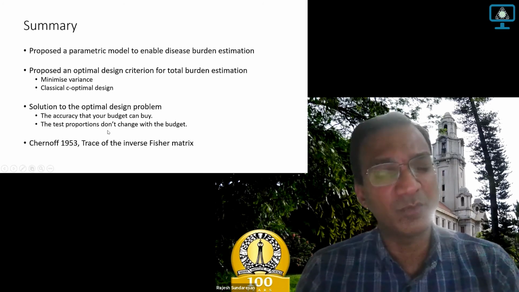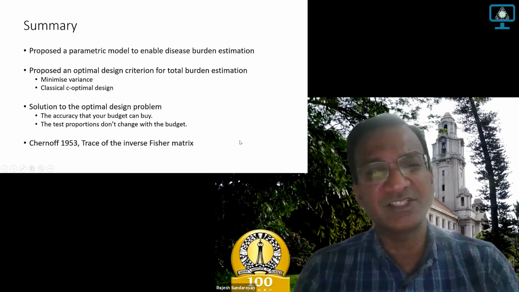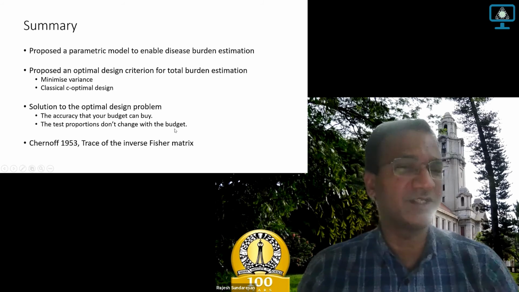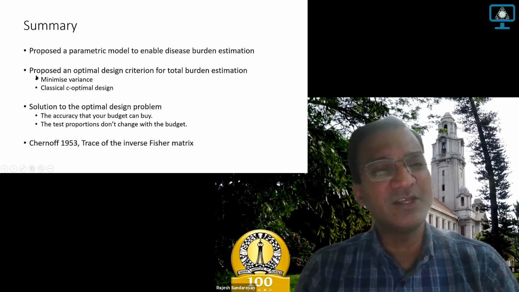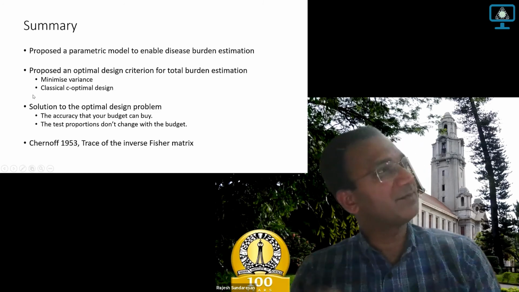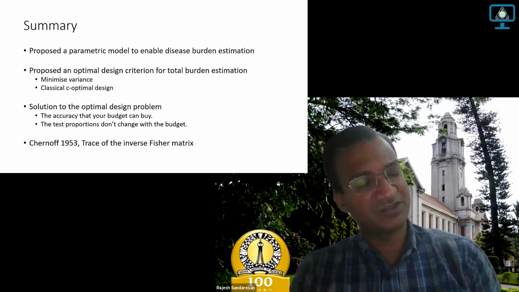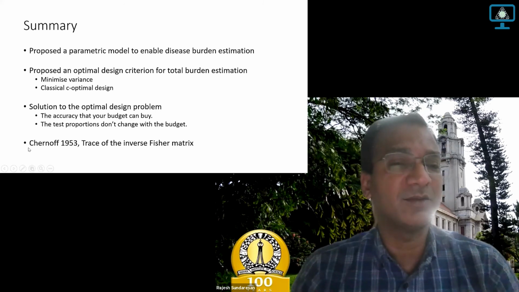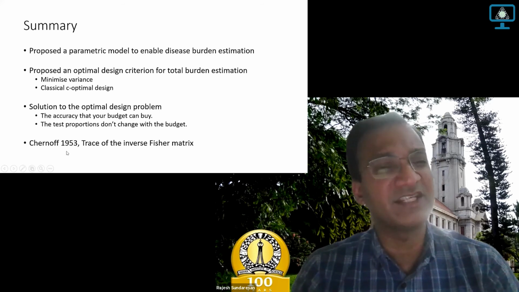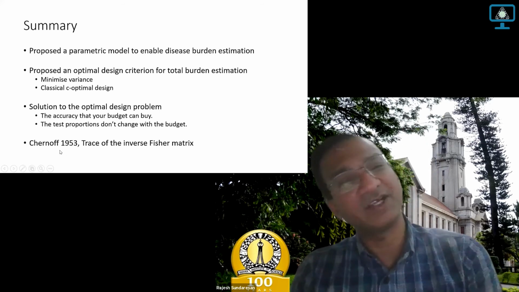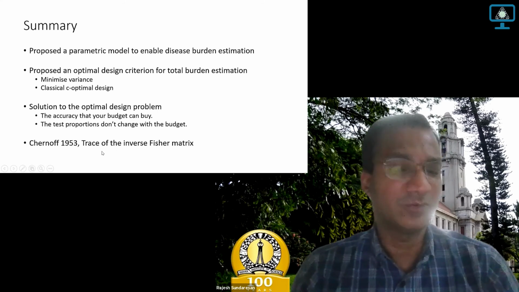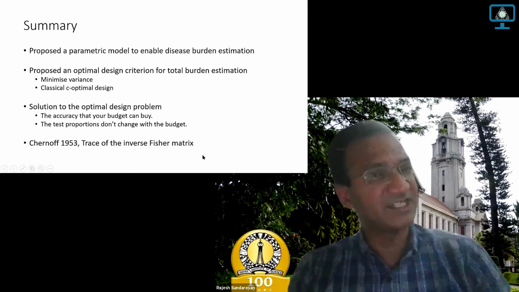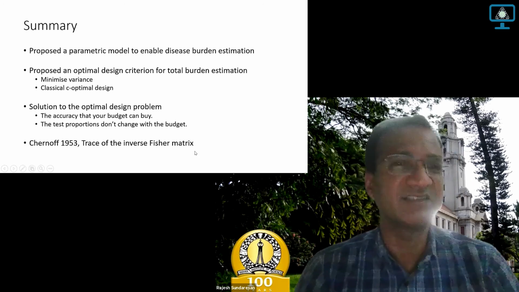One insight is that the test proportions don't change with the budget, but the numbers will be proportional when the budget increases. There are other criteria also. For example, if you want each of the 3 parameters to be estimated with some accuracy, you're not just interested in the sum, then there are some methodologies or objective criteria that were proposed by Chernoff as early as 1953. So he took the trace of the inverse Fisher matrix. There are other criteria as well, some weighted optimal design and things like that.